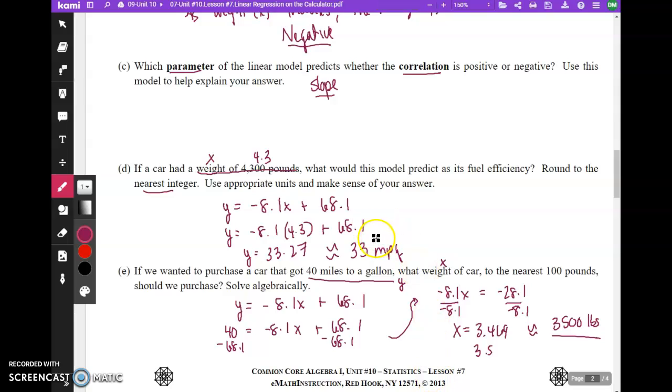So that is lines of best fit and scatter plots for your calculator.